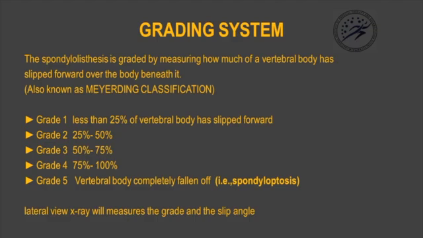Then we have grade 4, which is 75% to 100%, and grade 5, in which the vertebral body has completely fallen off, that is spondyloptosis. The lateral view of the X-ray will help to measure the grade and the slip angle.